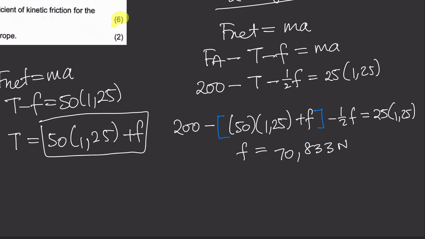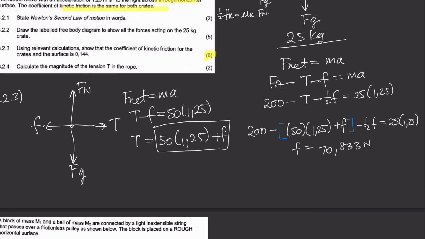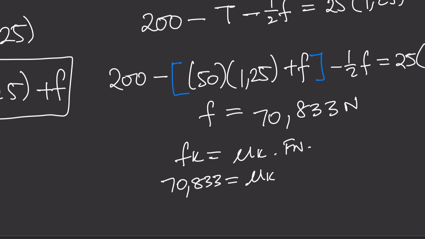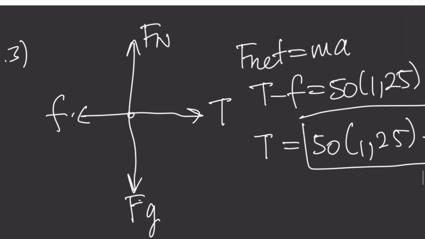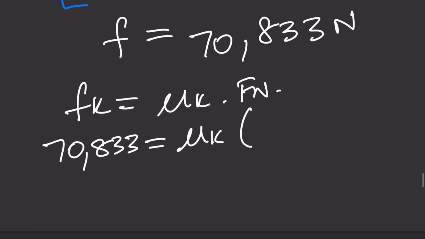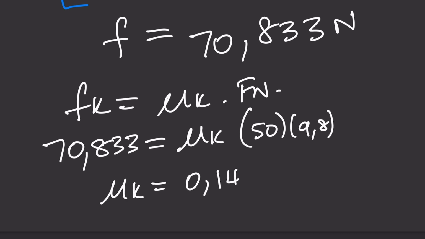70,833 newtons. But remember, they wanted us to calculate the coefficient. So remember, Fk equals mu k times Fn. So we know 70,833 is equal to mu k, and then Fn, as we said earlier, for the 50 kilogram block, Fn is equal to Fg. So in place of this, we can just say 50 times 9,8. And you solve for mu k. Mu k is 0,144. And we've solved it.